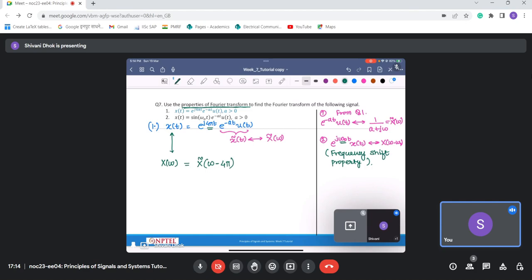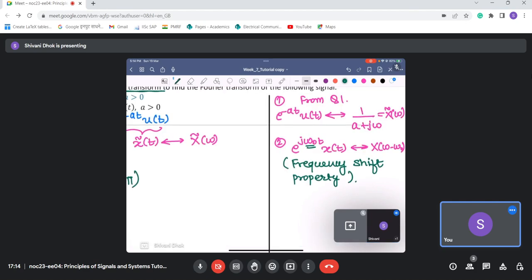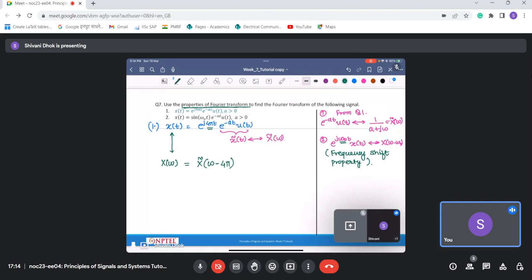Now we have the value of this x tilde of omega as 1 upon a plus j omega. So this I can simplify as 1 upon a plus j times omega minus 4 pi. So this is the Fourier transform of this signal, that is x of t equal to e power j 4 pi t into e power minus a t into u of t. Any questions at this point?